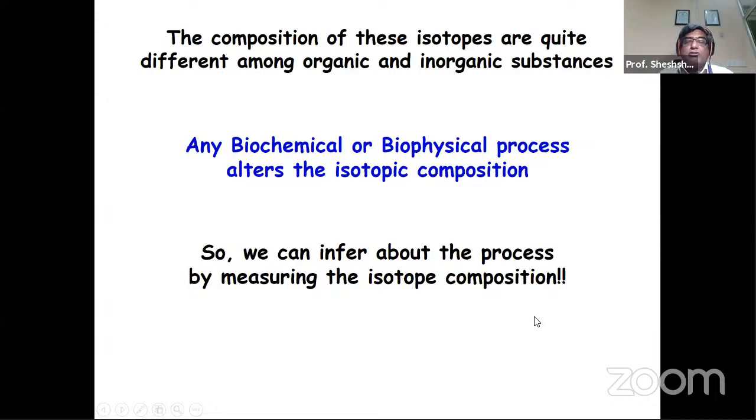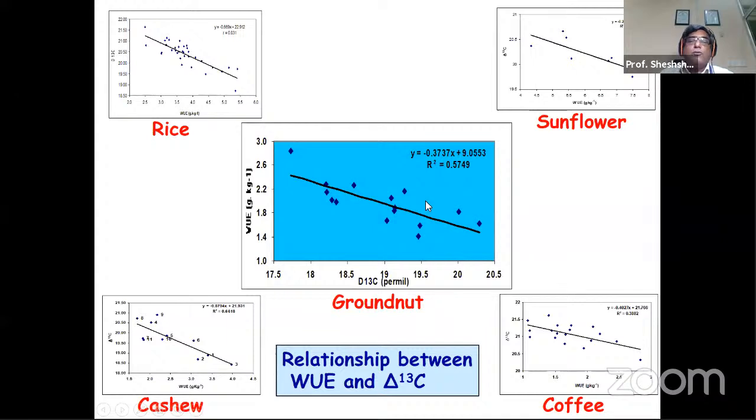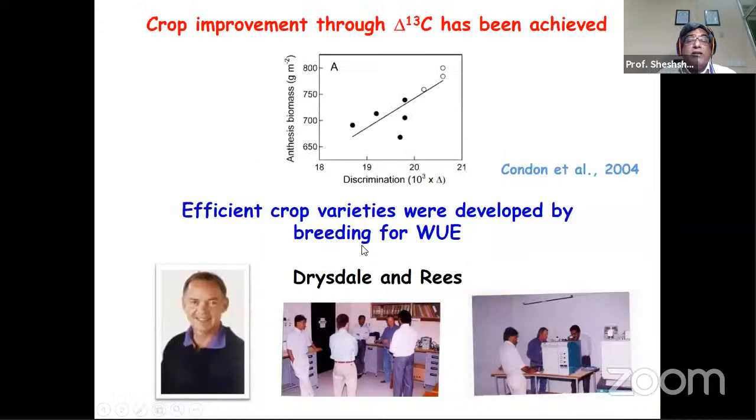To cut a very long story short, we did this kind of measurement in a large number of crop species, and we showed that the carbon isotope ratio, which is called delta 13 carbon, is actually related to water use efficiency strongly. And therefore, being a high throughput mechanism, we can use this technique very effectively.